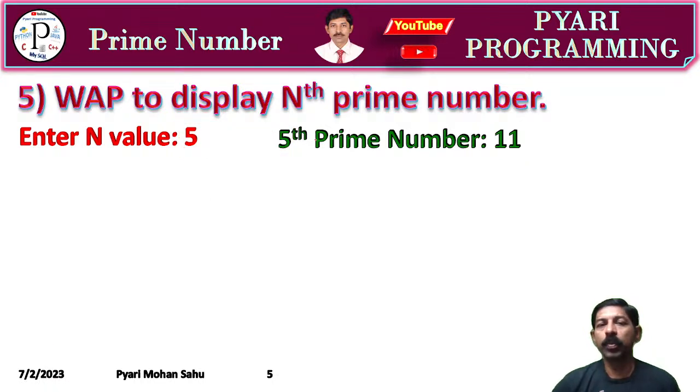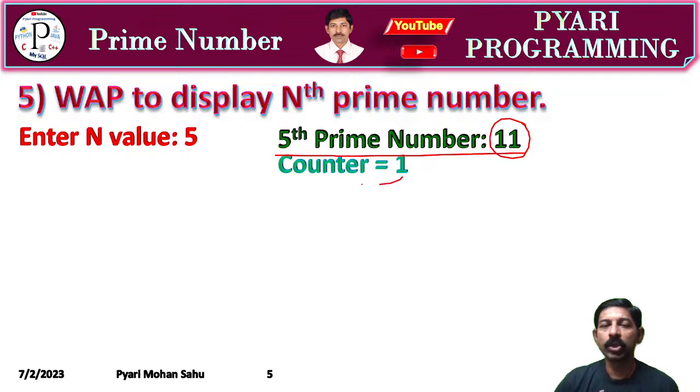So my output should be this one only. Fifth prime number is 11. That means only this one I need to display, not all the prime numbers. Because of that reason, I will take a counter. If the counter will reach up to 5, as we know that when I'm taking a counter which begins from 1, my condition should be counter less than or equal to the required number which is given over here, n. So initially counter value is 1.